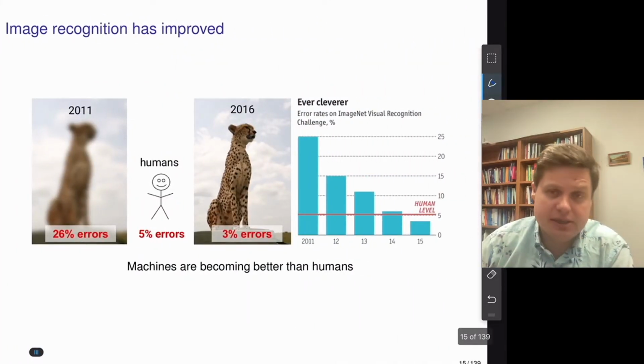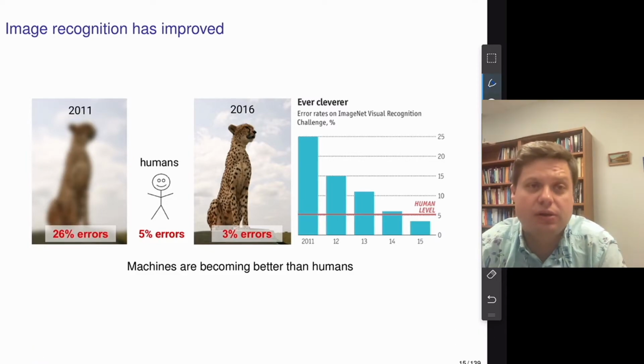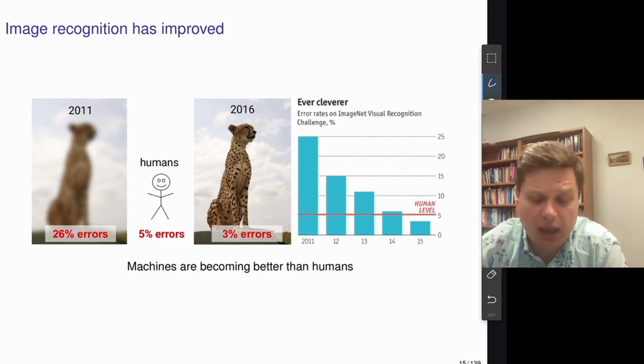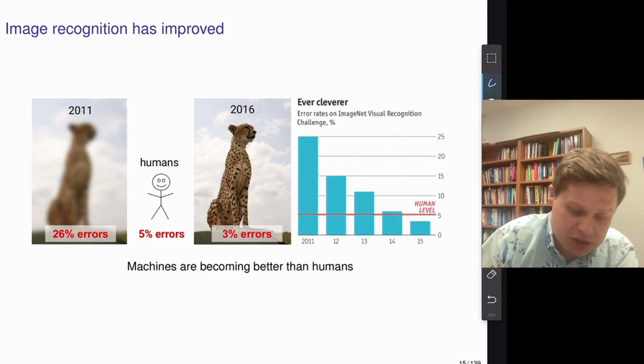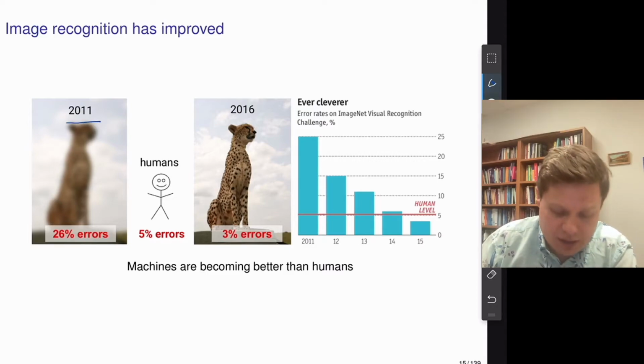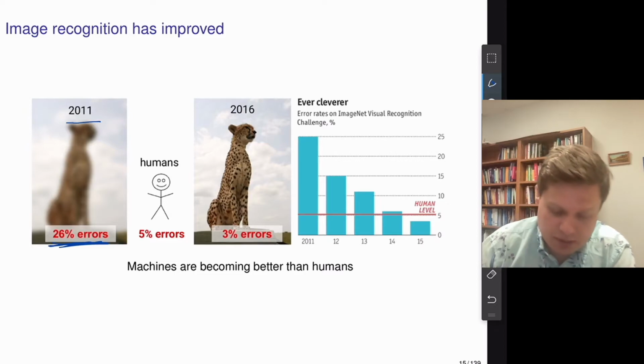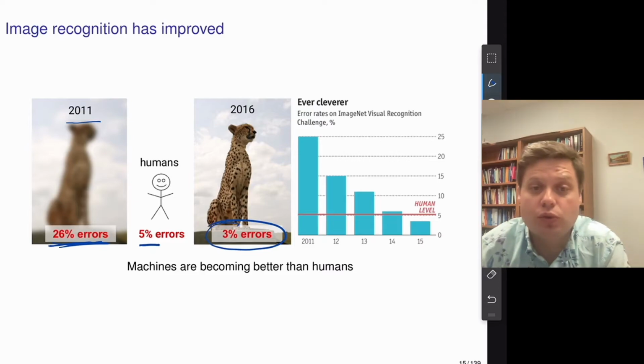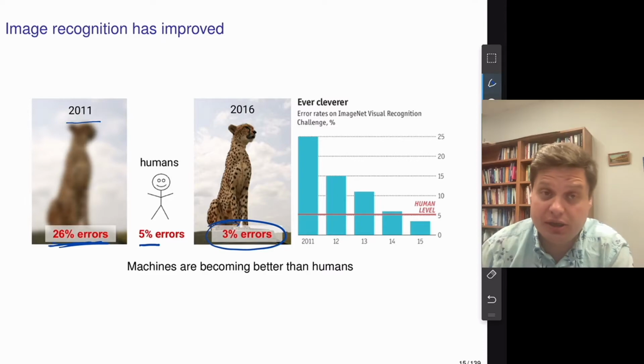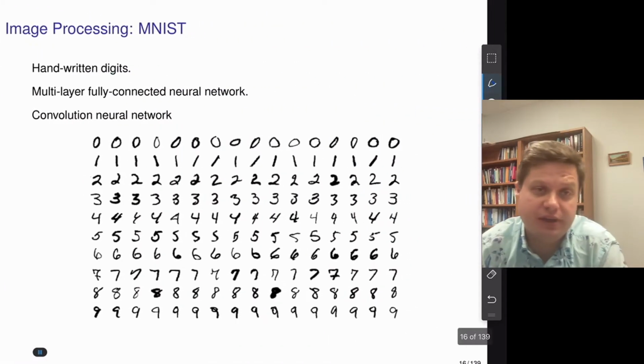So here's an example of the performance of image recognition, and you can see the evolution. In 2011, on the task of predicting a label of an image, or trying to identify an object shown in the image, the machines would have 26% error compared to the 5% error of the human, and in 2016 this went to 3% error. So machines are becoming more powerful than humans, and we'll have a couple of real-life applications where we see machines actually outperform humans when image classification is done.